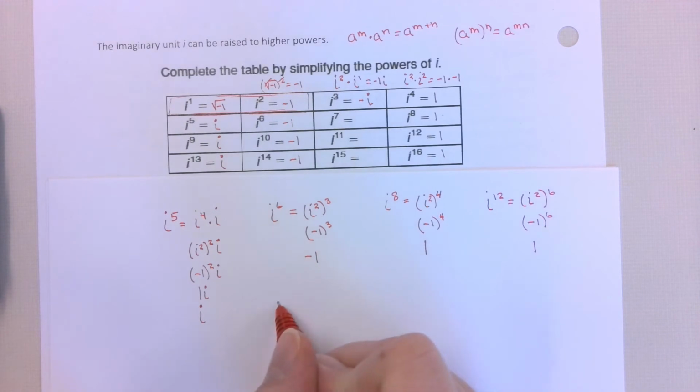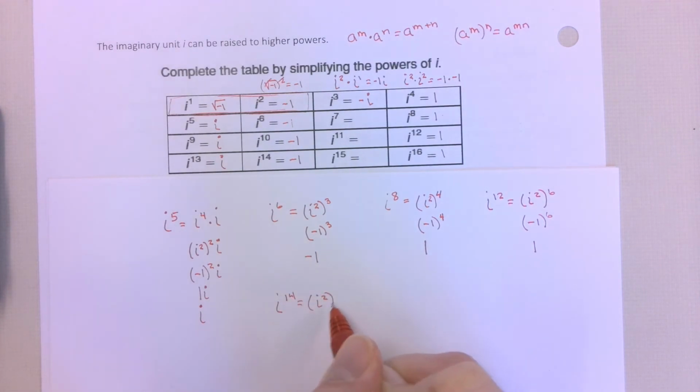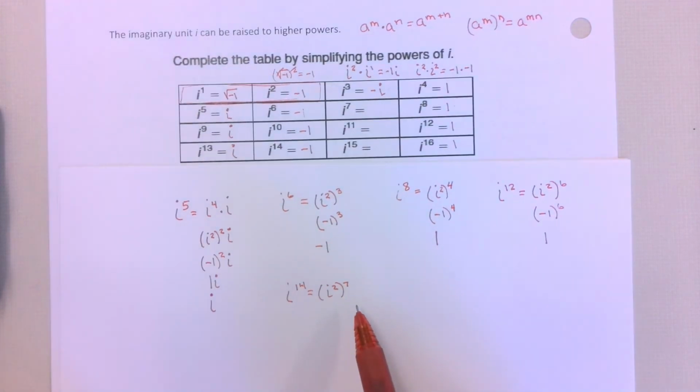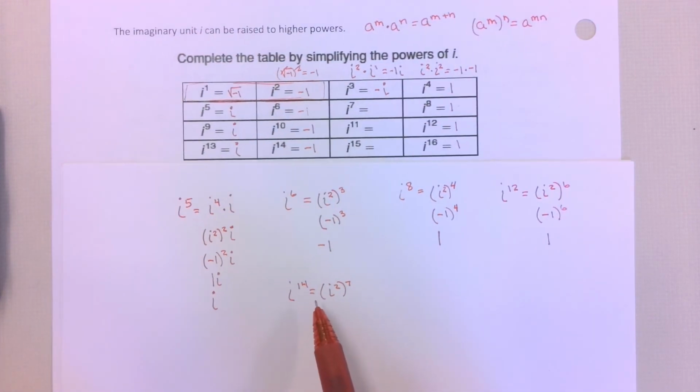I can jump to i to the 14th. That becomes i squared to the power of 7. So I'm always basing it off of i squared. That's my goal. And that becomes negative 1 to the 7th. I have an odd number of negative signs, so my answer is negative 1.